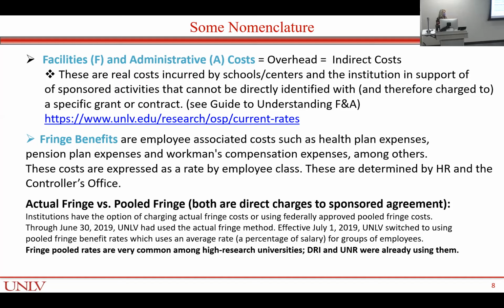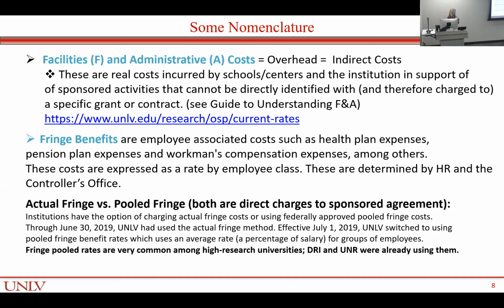But these are real costs that we need to keep the university going in addition to the state funds that we get as a budget, which have been slashed over the years as well. So the FNA is really important. And then fringe benefits. Sometimes those terms also get used interchangeably. Someone says fringe but means FNA. Fringe benefits are the employee associated costs: healthcare, workers' comp, all of those things.